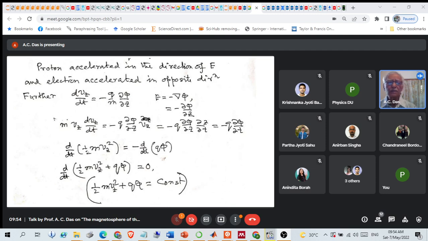Now, dVz/dt can be written as minus q/m times the electric field, which is the gradient of phi, that is, delta phi by delta z. If you do a little bit of calculation, you will get the equation d/dt of (half m Vz square plus q phi) is equal to 0. What it essentially means is that the kinetic energy of the particle and the potential energy together will remain constant during its motion.